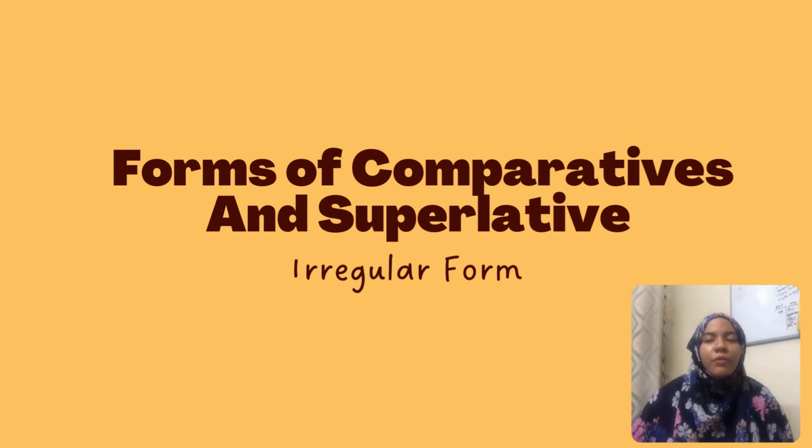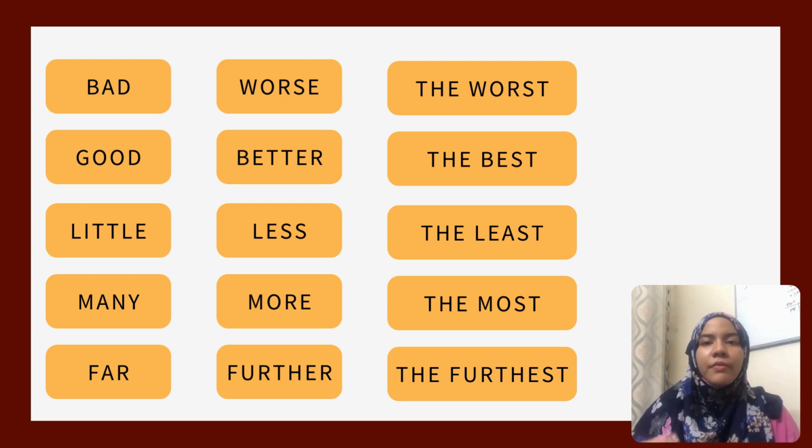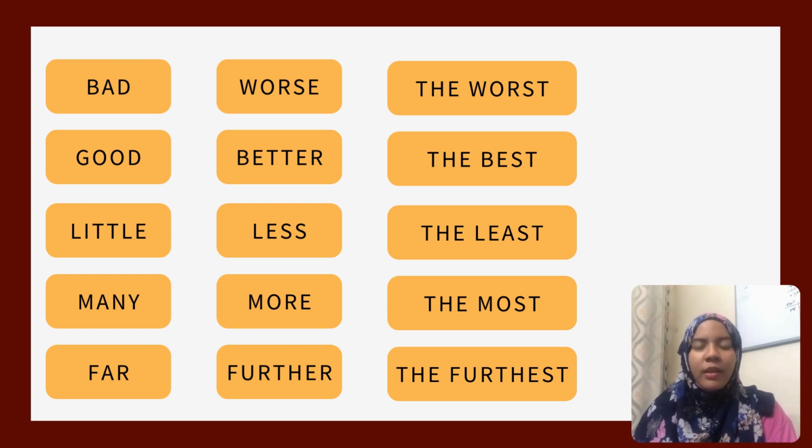Now we can move on to the next one, which is the irregular form of comparatives and superlatives. So irregular form means that there is no specific pattern to construct comparative and superlatives. Let's look into the example given here. So here we have the adjective bad. The comparative cannot be badder, or superlative the baddest. No, the comparative for bad is worse, while the superlative is the worst.